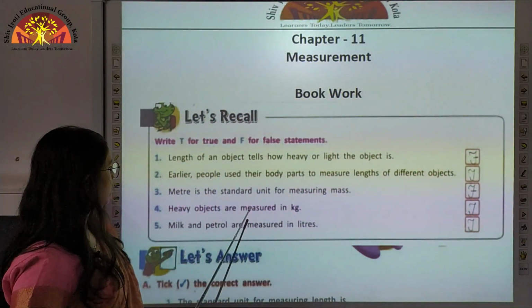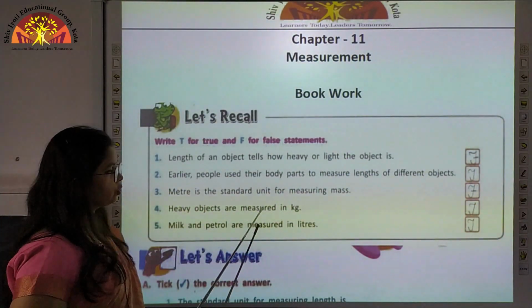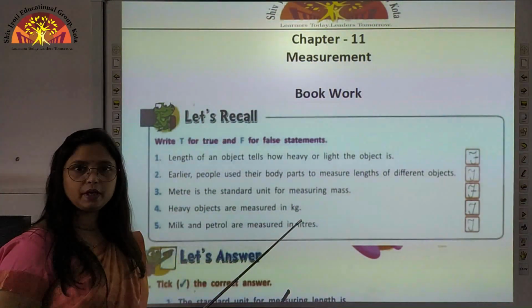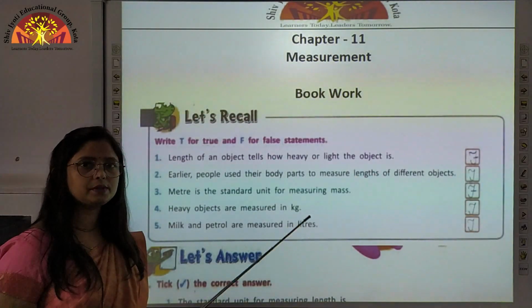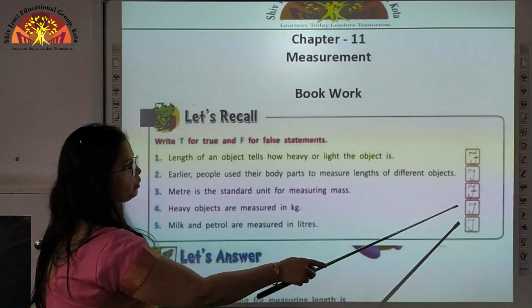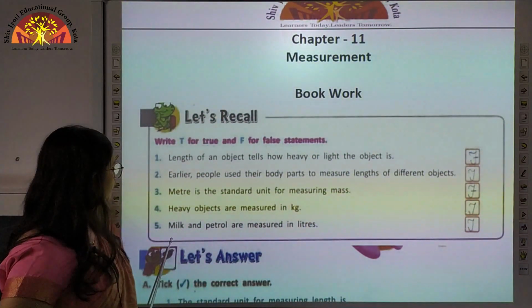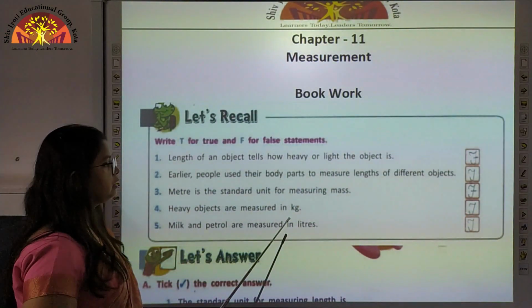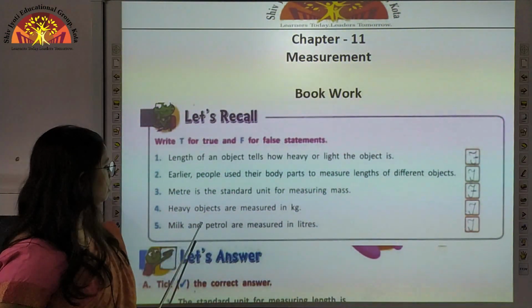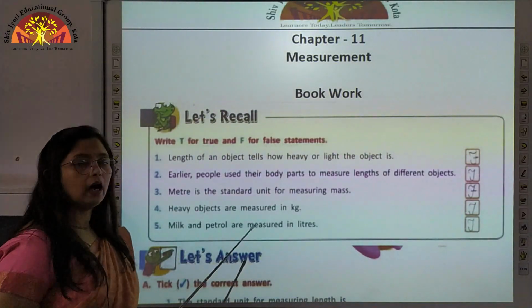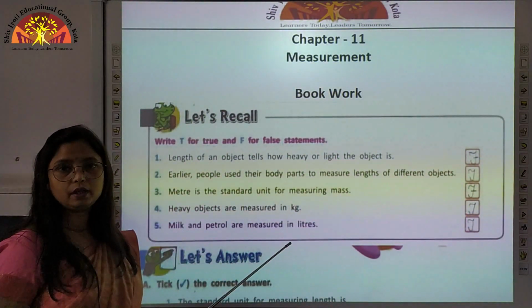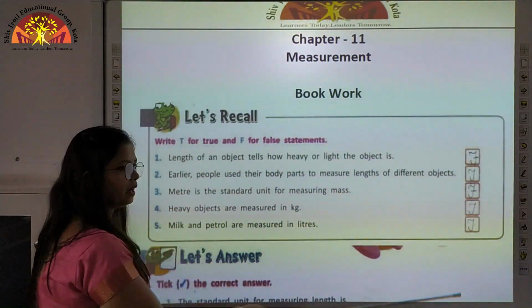Heavy objects are measured in kg. This is a correct statement because we measure heavy objects in kilograms and lighter ones in grams. So, we will write T over here. Then, milk and petrol are measured in liters. So children, here milk and petrol are in higher quantities, so we measure them in liters. So, here we will write T.